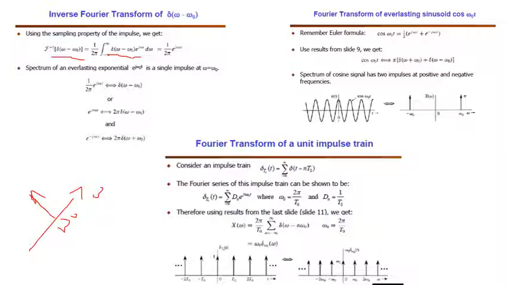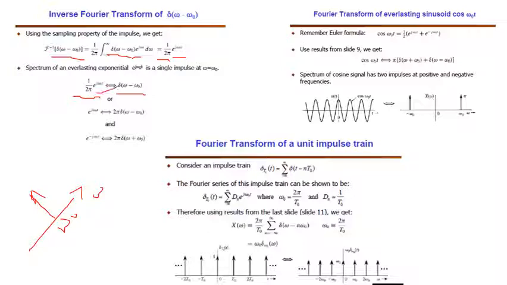Substituting omega equal to omega naught, the delta term becomes 0 and this becomes e raised to the power j omega naught t, and 1 by 2 pi. So we get 1 by 2 pi e raised to the power j omega naught t. It means that if I take the Fourier transform of this, it will become this, or vice versa.